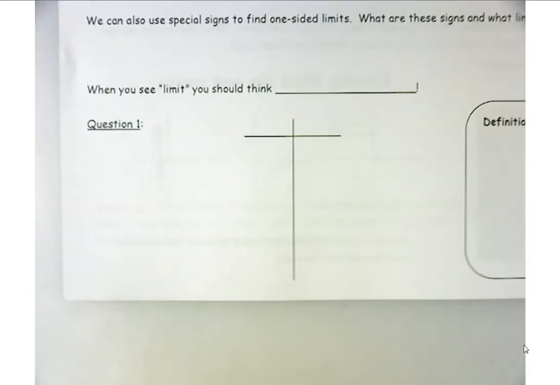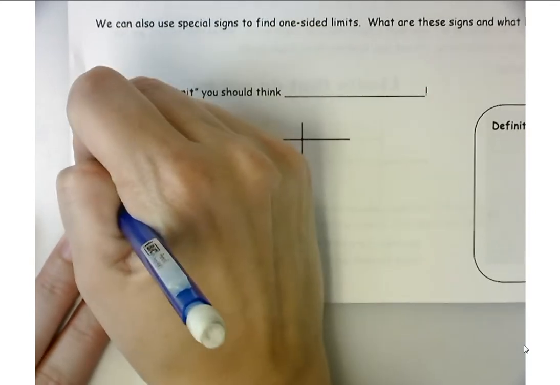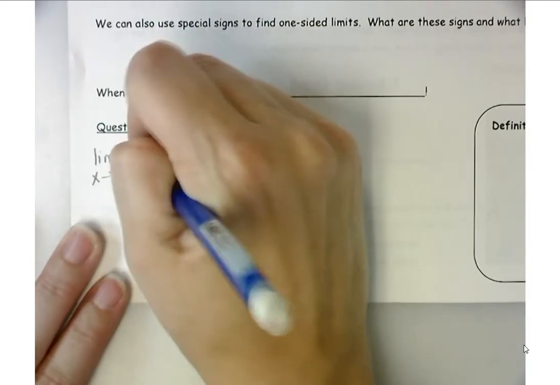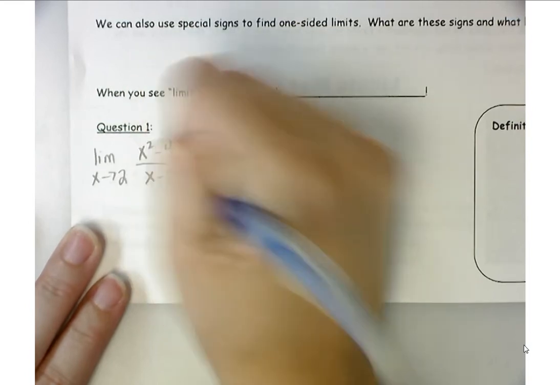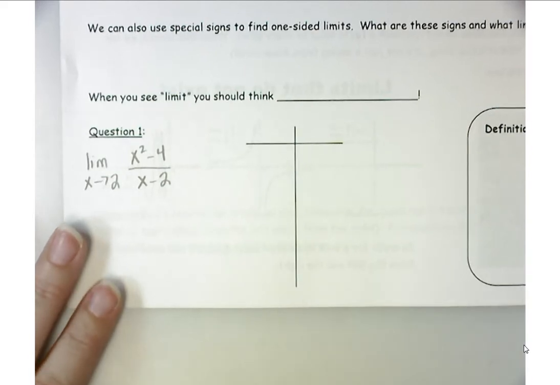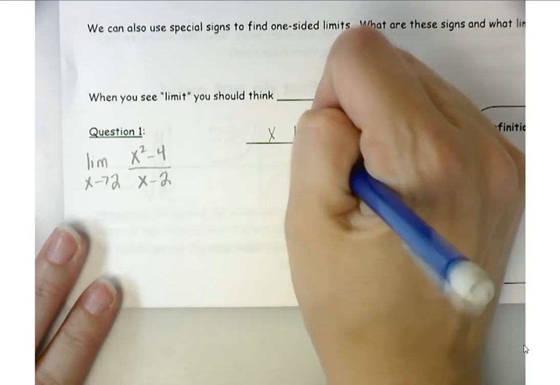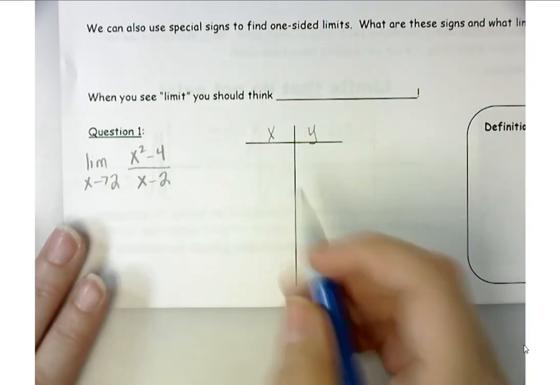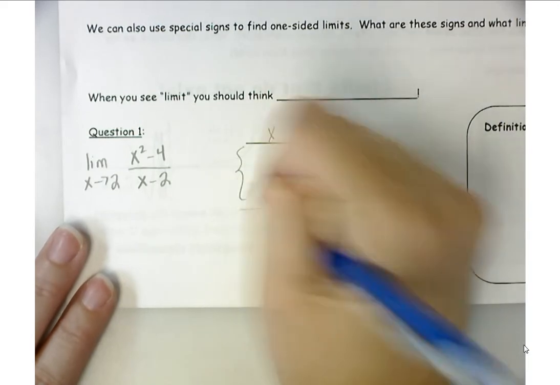Okay, so for question 1, we're going to do that together. So question 1 says the limit as x goes to 2 of x squared minus 4 over x minus 2. And we have to figure out what that is. Okay, so the first method is going to be using a table. So on your table, we're going to pick 3 values from the left, and we're going to pick 3 values from the right.